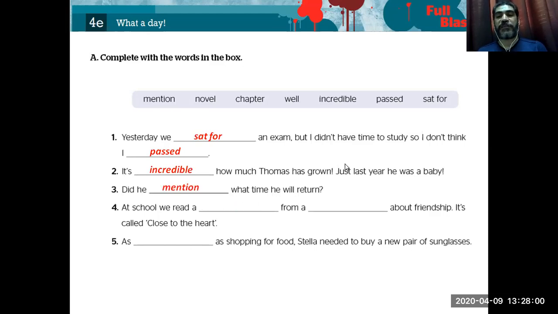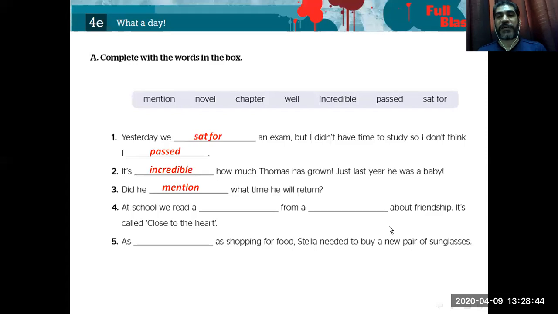Number 4. Who wants to answer? Fawzi, Hamza, Ahmed. Okay, Ahmed. Number 4. At school we read... What do we read from all these words? Only one thing. We can read. Go on, Ahmed. Okay, think of the answer.